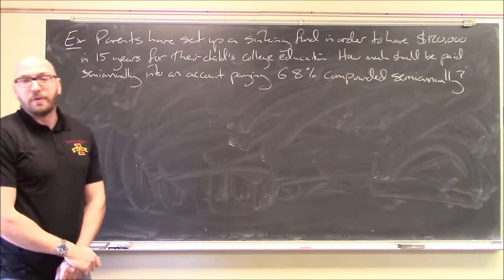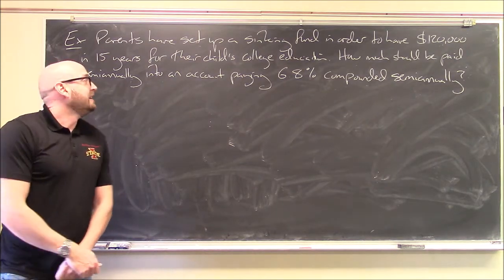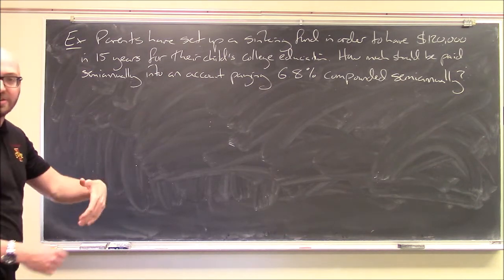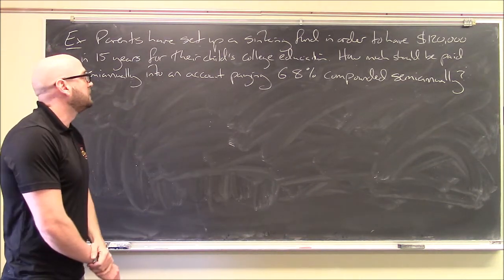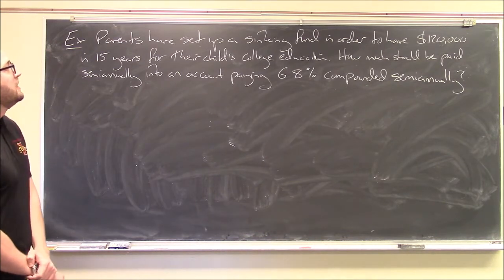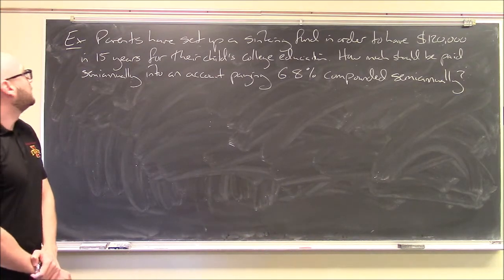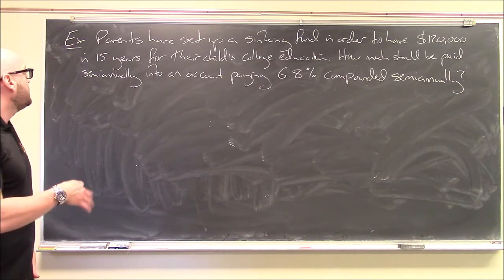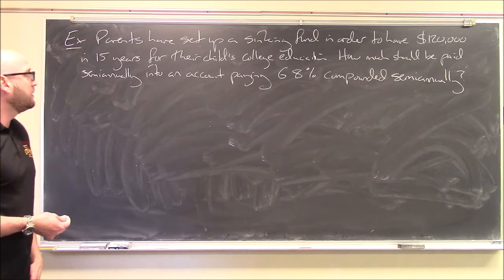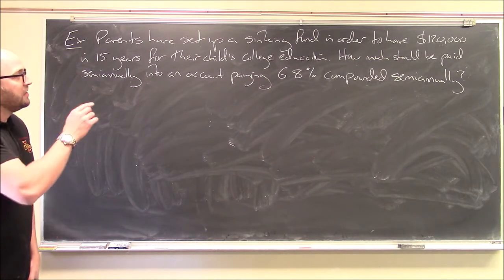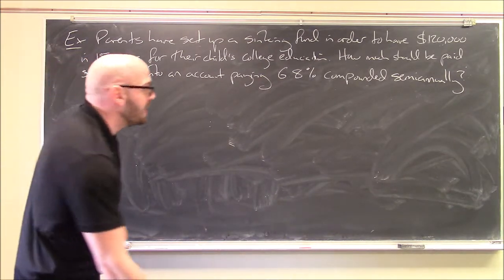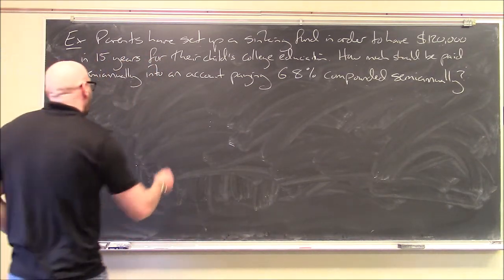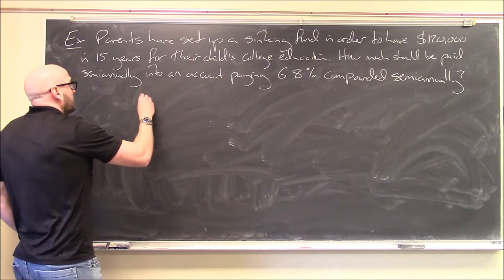So in comes the very first question from this section, another college fund. So parents have set up a sinking fund, again just a fund to meet some sort of future obligation, some future debt. Parents have set up a sinking fund in order to have $120,000 in 15 years for their child's college education. The question is, how much should be paid semi-annually into this account that pays 6.8% that's compounding, again, semi-annually? Well, this is an example of an annuity, so we're just going to use our future value formula.